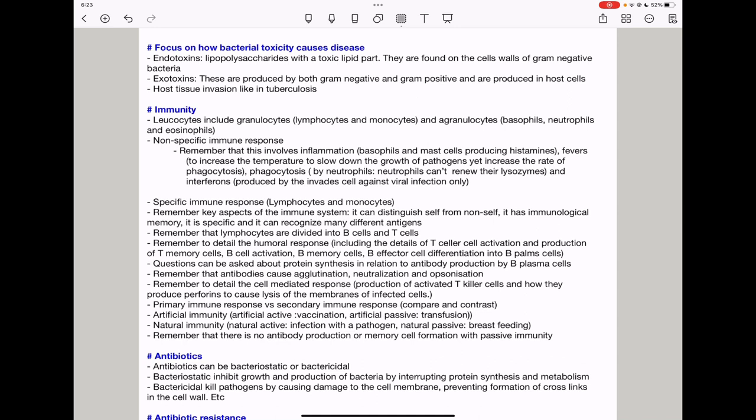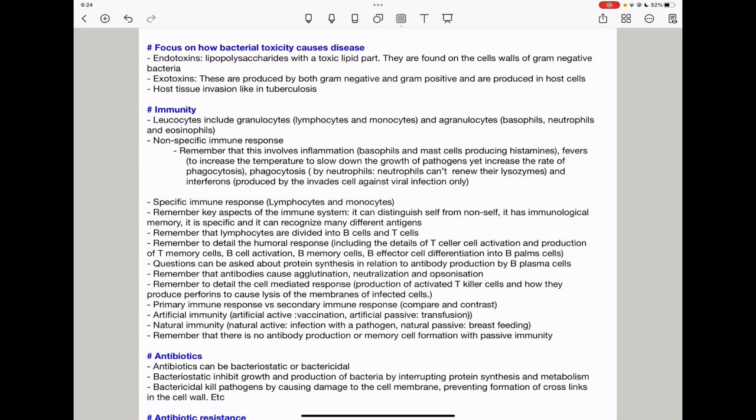When we go to specific immune response, remember this has lymphocytes as well as monocytes. Our immune system has many aspects that are helpful. It can distinguish self from non-self. It has immunological memory. It is specific and it can recognize many different antigens. You need to remember that lymphocytes are divided into B cells and T cells.